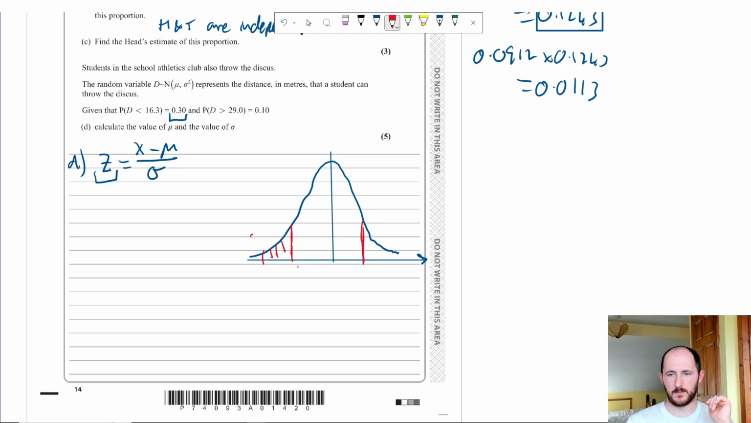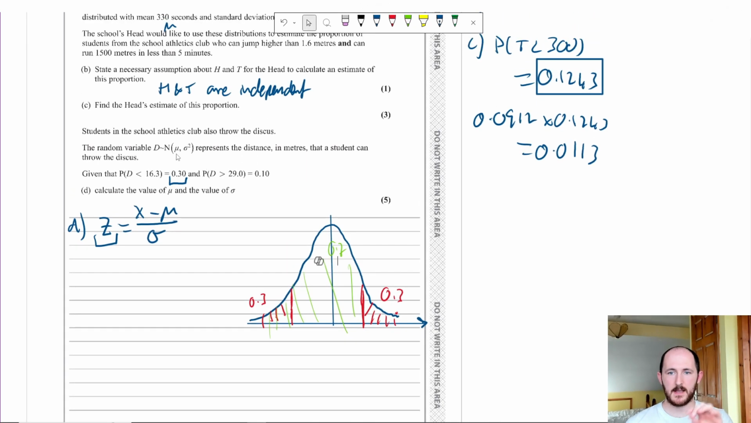That region will be 0.3, as will that region. Now, of course, we have to keep one thing in mind here: our calculator always does less than. So when it does less than, it's either going to give me this region here, and to get this region, it would actually have to give me the probability of all of this being true, which would be 0.7.